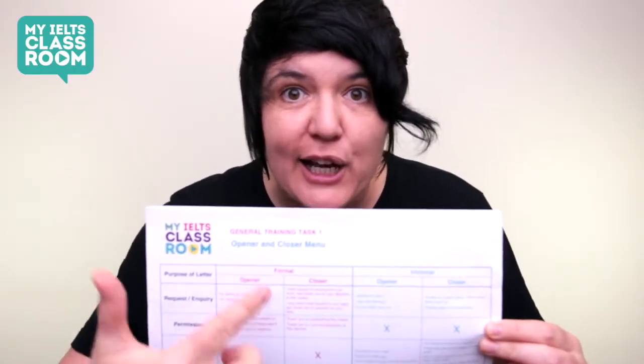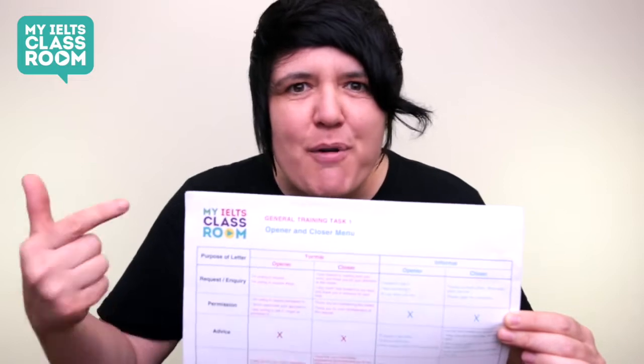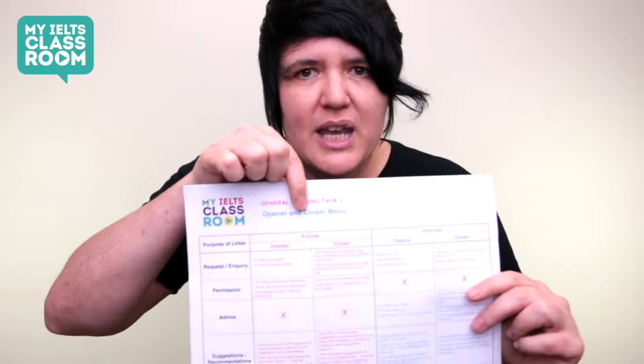This is what I call my opener and closer menu. On this piece of paper, you will find every type of IELTS letter, and there is a formal opener, a formal closer, an informal opener, and an informal closer. Now, you will see that there is more than one opener and closer for each type of letter. Why? We only need one for the exam. Well, think of it like this.